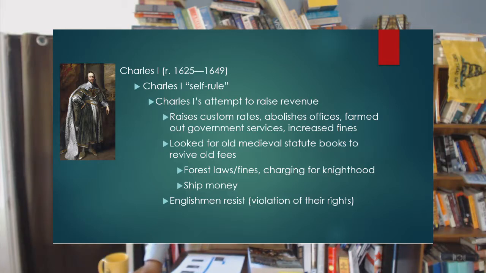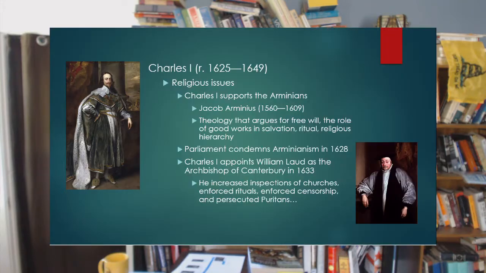Englishmen resist. Some nobles refuse to pay the ship money, and over time, a lot of people refuse to pay it. There's also religious issues with Charles I. There was a guy named Jacob Arminius. He was a Protestant, but he basically seemed kind of Catholic. He taught that there's free will. He said there is a role for good works to play in salvation. Ritual is good. Religious hierarchy is important.